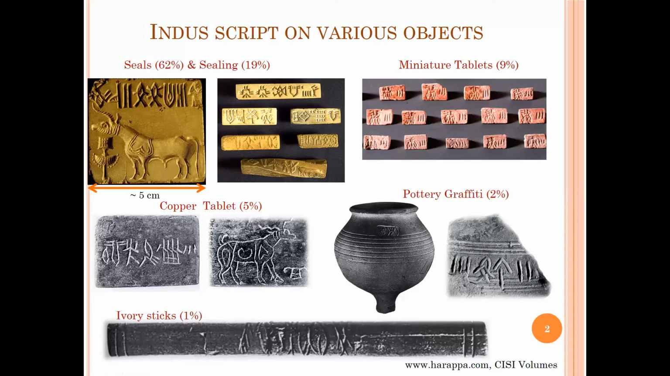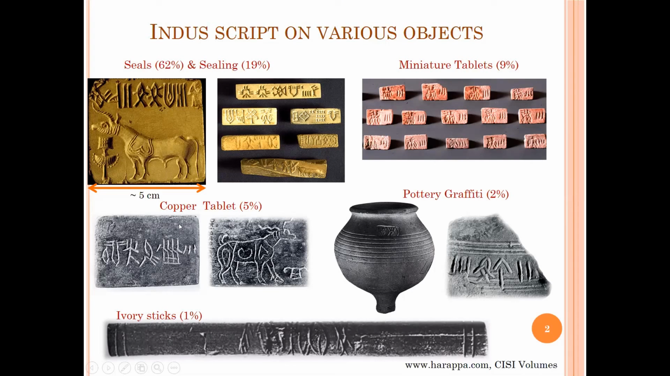Now, we also have evidence of other animals such as elephant, tiger, bull, etc., which are depicted on these seals. And generally, when the animal is not a unicorn, we find different kinds of feeding troughs near the face of the animal. Then about 10% of the writing appears on these kind of miniature tablets. These are very small objects.